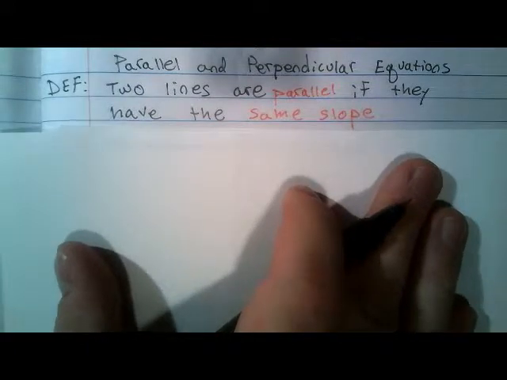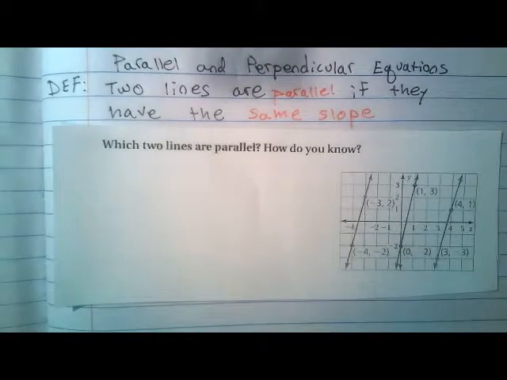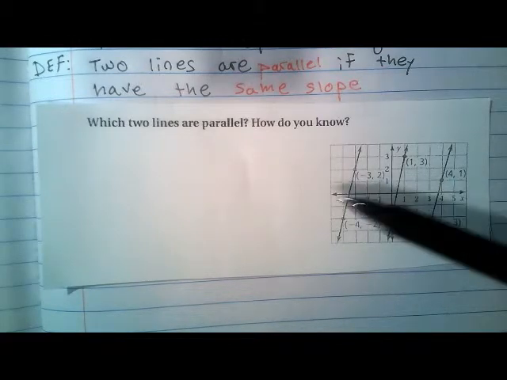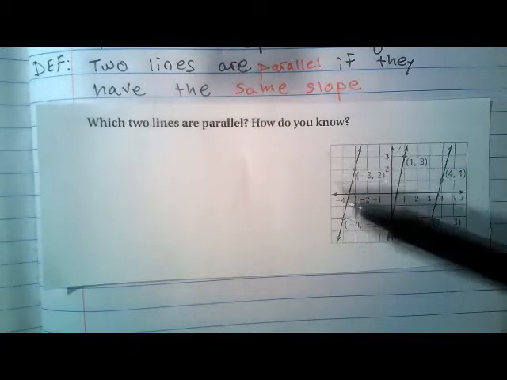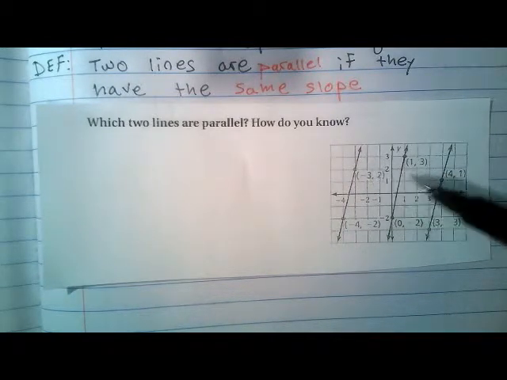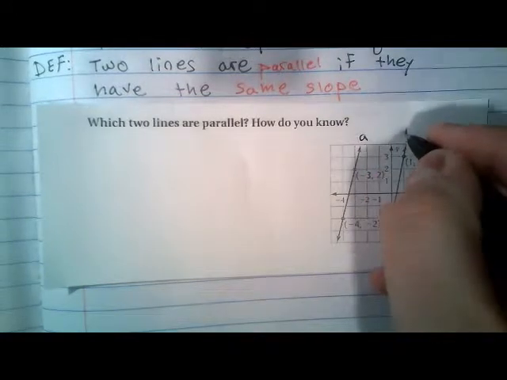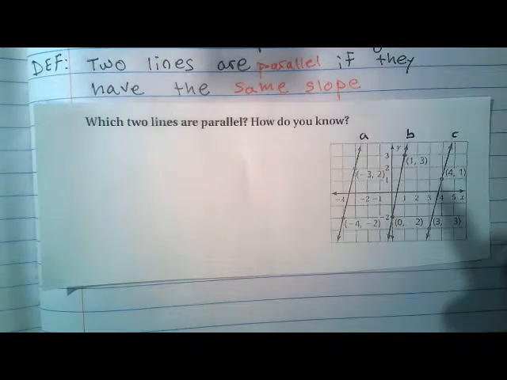Now, how are we going to use this? Well, if we're given a question like this, which two lines are parallel and how do you know? They all kind of look parallel, right? But in order to know for sure, we need to find the slope of each one. So we can say, well, this one's parallel to this one, or this one to this one. Maybe they're all parallel. We're not sure. So let's label these A, B, and C. In your book, they're going to be colored lines, red, green, and blue, but for now we'll just label them A, B, and C.